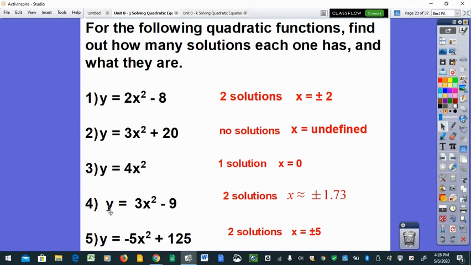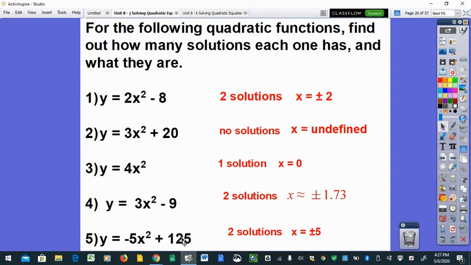You would put a 0 in for y. You would add 9 and divide by 3, and you'd have x squared equals 3. The square root of 3 is about plus or minus 1.73. 2 solutions. This parabola has its vertex below the x-axis. It's opening up, and it's going to hit the x-axis in 2 places, where x equals negative 1.73 and where x equals positive 1.73.